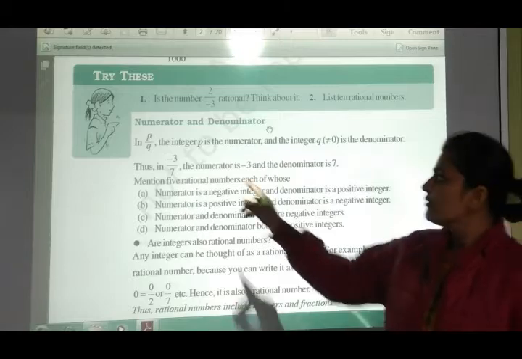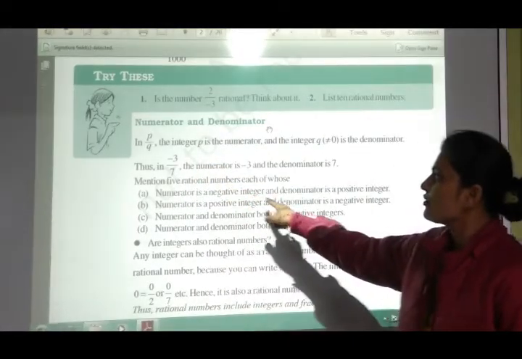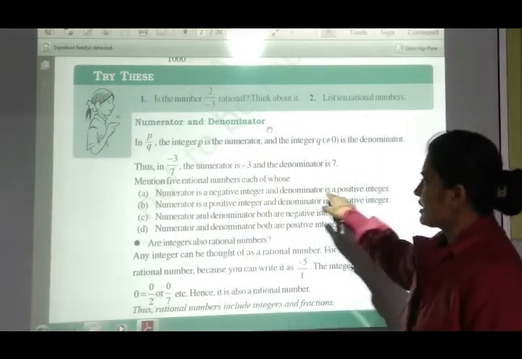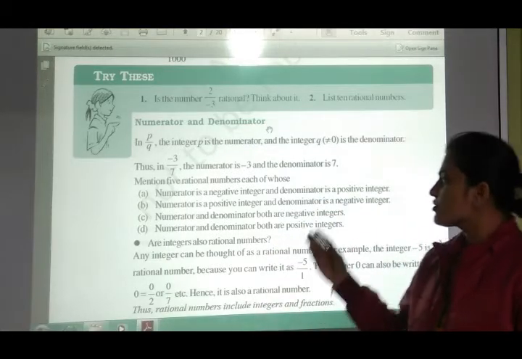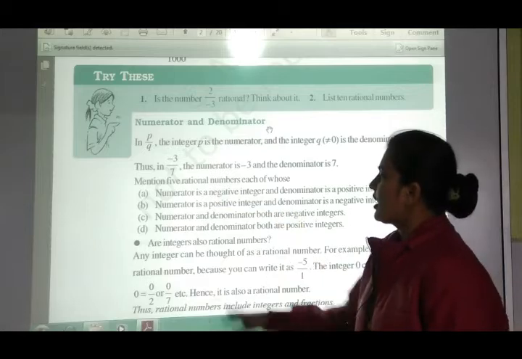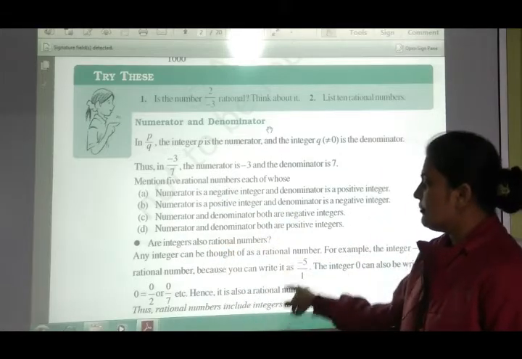So here, minus 3 by 7. This is also an example of this first one. Now another can be minus 4 by 6. This is also an example of this first one. Are the integers also rational numbers?